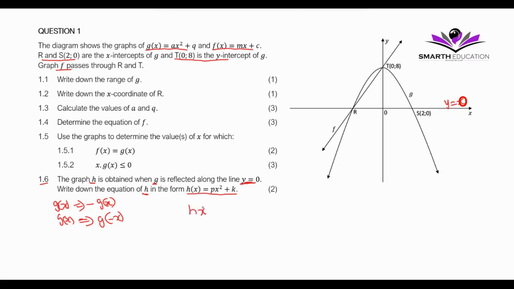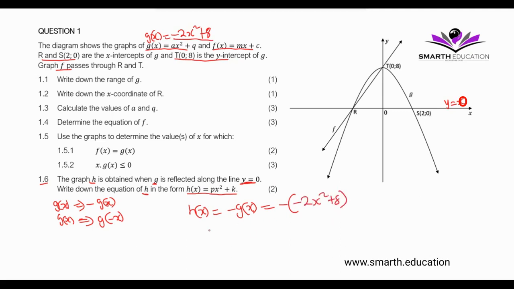So it means h of x is equal to negative g of x. We got that g of x is equal to negative 2x squared plus 8. So it's going to be negative g of x, and then we put our g of x, which is negative 2x squared plus 8. And then we can remove the bracket. h of x is equal to 2x squared minus 8.